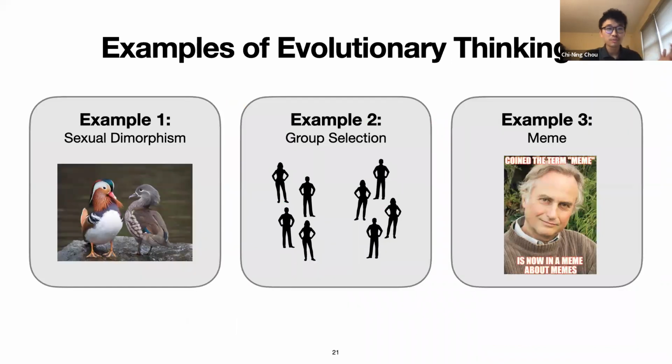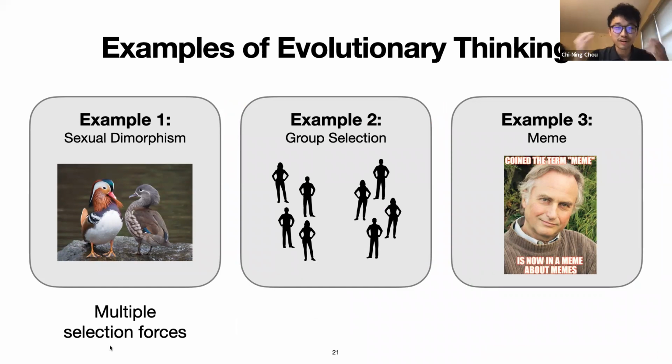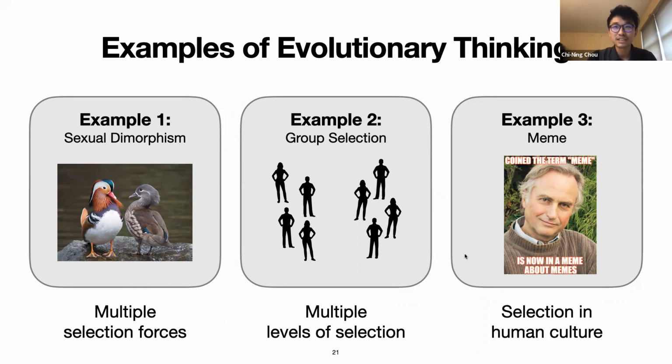Okay, so I hope through the three examples I gave, I can at least convince you that natural selection indeed provides a different lens, and that this can be much more complicated. In the first example, we see different selection forces; in the other example, we see different levels of selection forces, as well as applications in other areas like human culture.